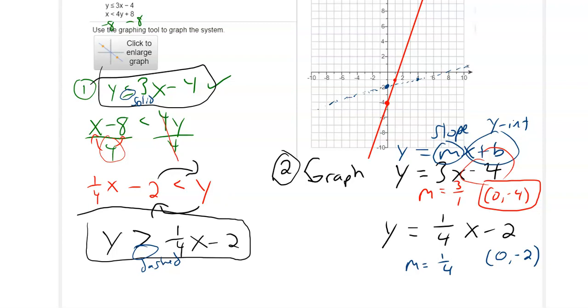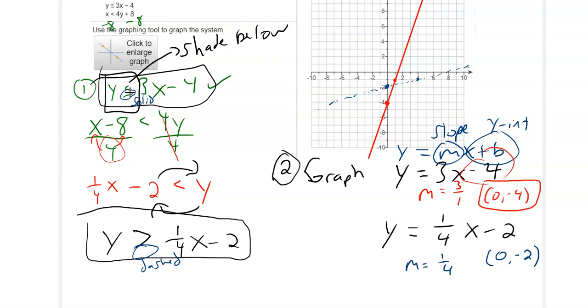Now, so step 1, solve both for y. Step 2, graph them as if they were equations to get 2 lines. Step 3 is to shade in the region that satisfies both of the inequalities. And because you solved both of these for y, it's actually pretty easy to determine where we should be shading in. You go back to your inequalities here, and if it's y is less than your equation, you shade below that line.